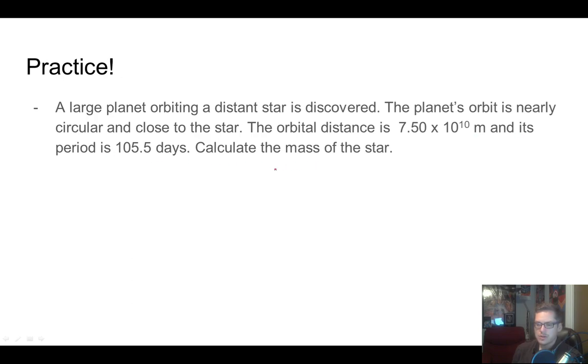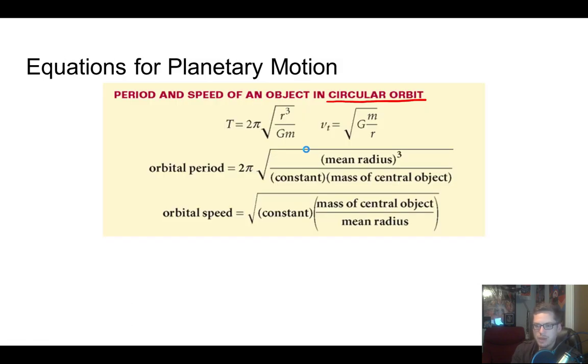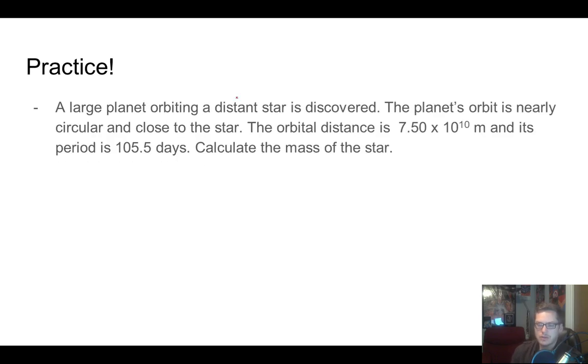Calculate the mass of the star. So we've got two formulas. We need mass. They both have mass in them, right? You've got mass here and you've got mass here, but we want to use this one for this equation because it gives us period. All right, so let's write down this formula right here. T is equal to 2 pi times the square root of r cubed over GM.